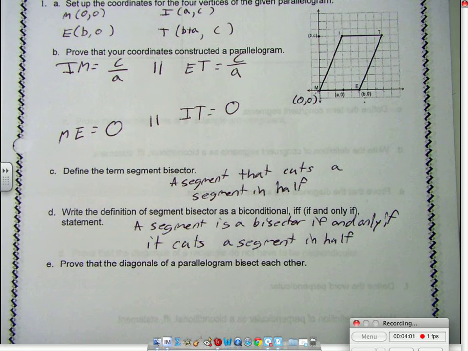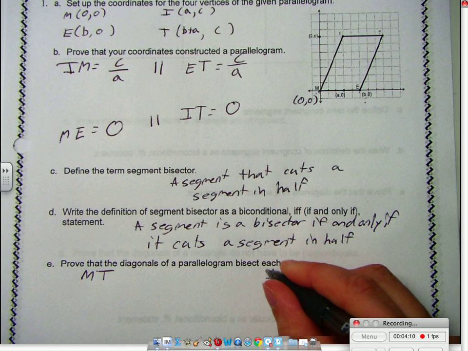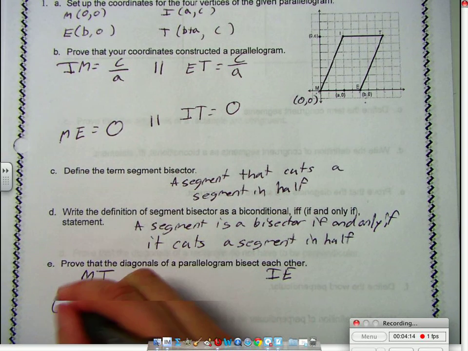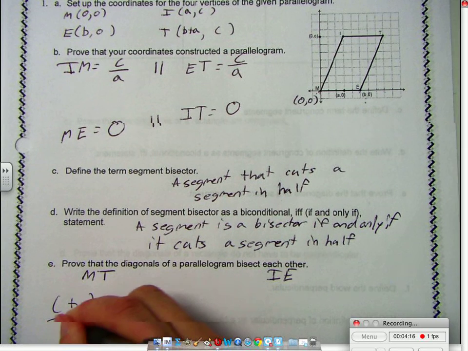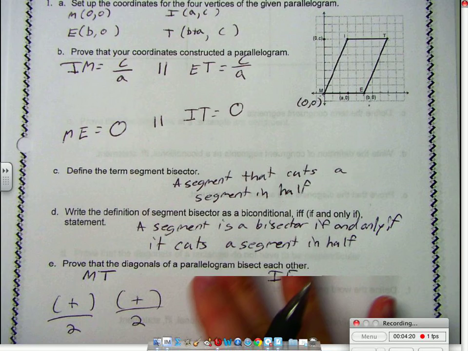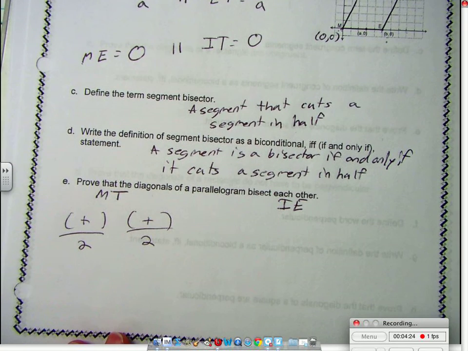Okay, prove the diagonals of a parallelogram bisect each other. Okay, so we need to find the midpoints. Midpoints of M to T and midpoints of I to E, and I want them to be equal. Okay, so first I'm going to take the X values of M and T and divide it by 2, and the Y values of M and T and divide it by 2. I'm going to move this up a little bit so you guys can see it. Okay, so I'm looking at those points at the top. What is the X value for M? Okay, what is the X value for T?